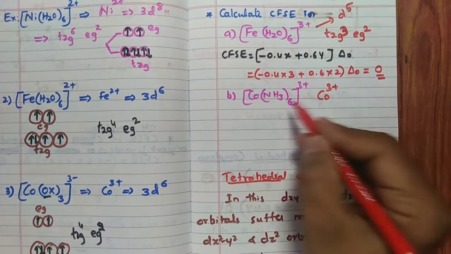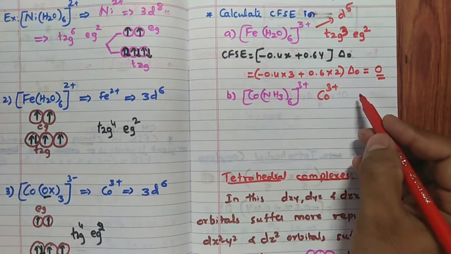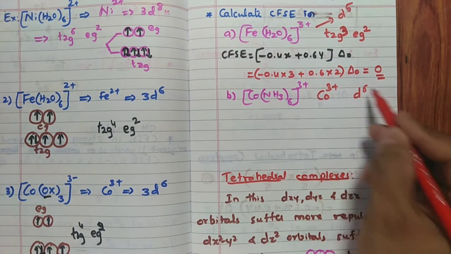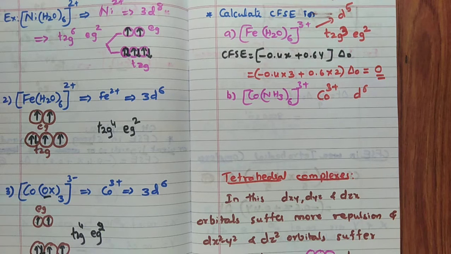Co3+ is there. NH3 is a strong ligand, remember. So the system is a d6 system. Correct? d6 system, because Co3+ comes from Co, which is d7 s2. S2 is removed, and d7 one electron is removed, so d6 is left. So strong field ligand.